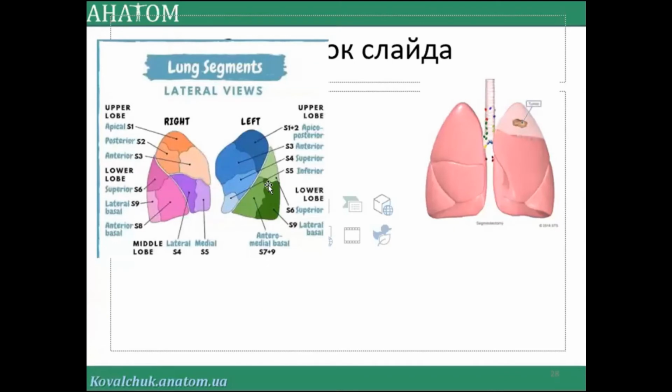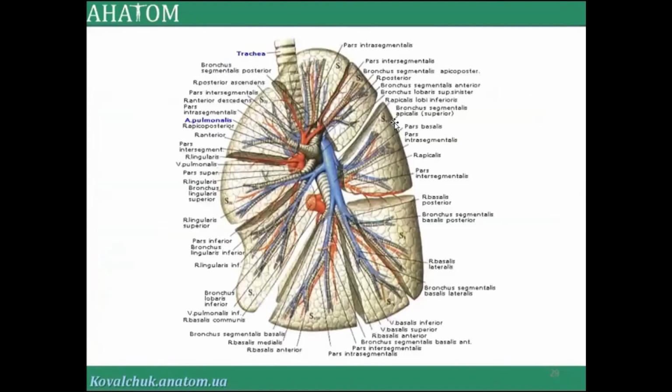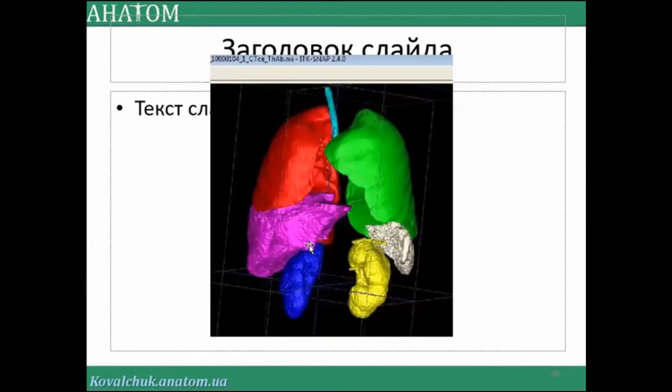Lungs, right and left, have 10 segments. If we look at lobes, the right lung has 3 lobes, 1, 2, 3, and the left lung has 2 lobes. But the kidney, right and left, has only 5 segments. The kidney has 5 segments, and there are 10 segments in the lungs.